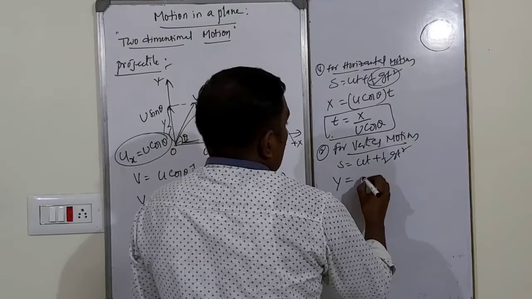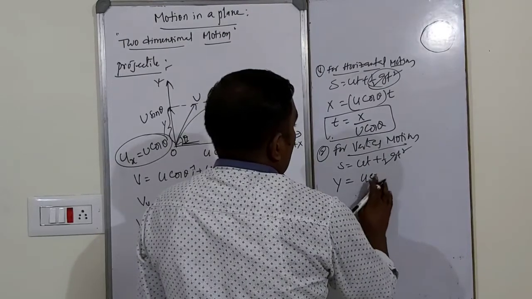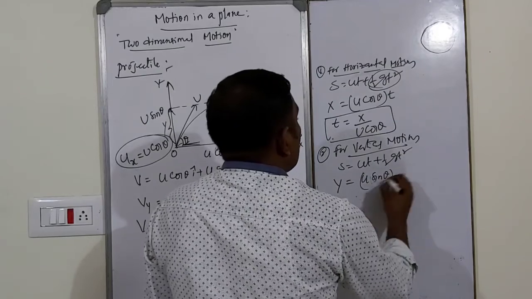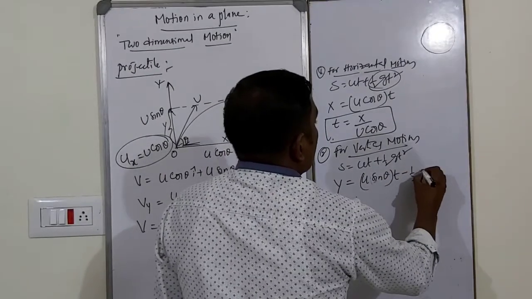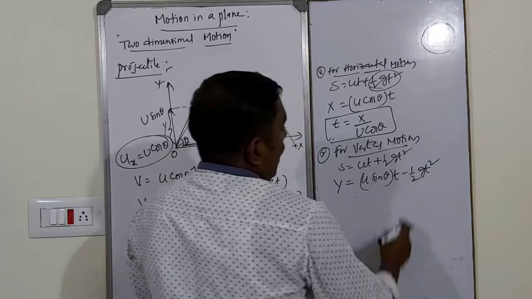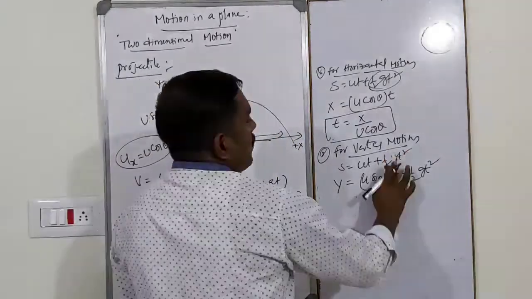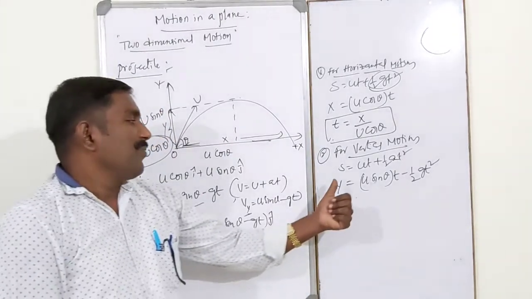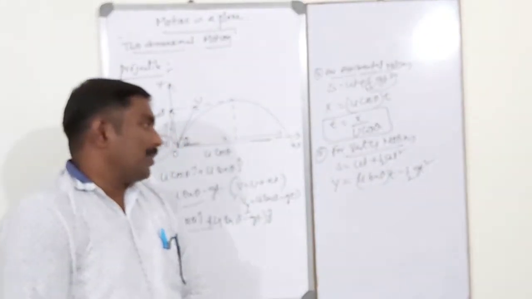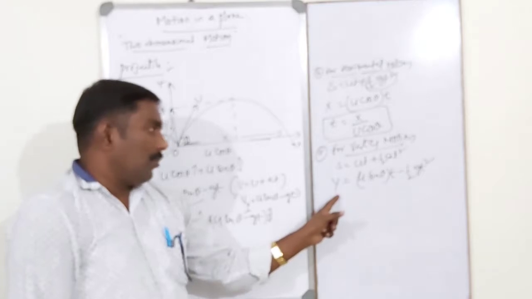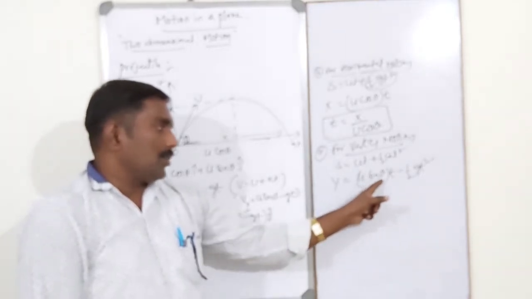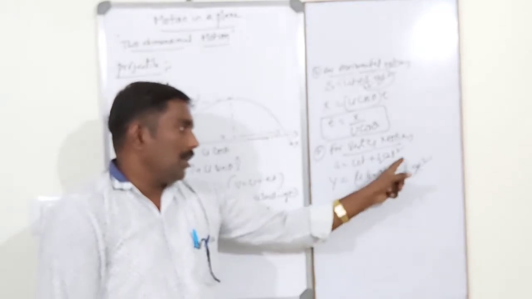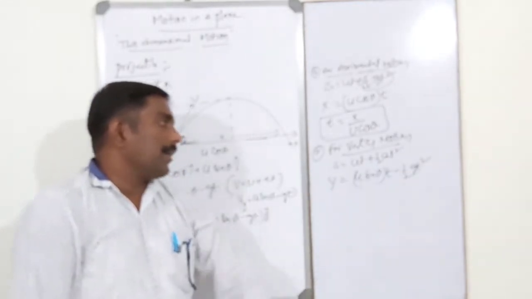So for vertical motion, u is equal to what? u sin theta, sorry. u sin theta into t minus half gt square. Why? Because a is equal to minus g. Simply, first of all, I will take the equation of motion, s is equal to ut plus half at square. For vertical motion, s is equal to y, u is equal to the vertical velocity u sin theta into t, and a is equal to minus g, so minus half gt square.